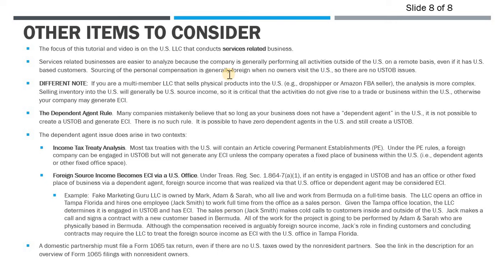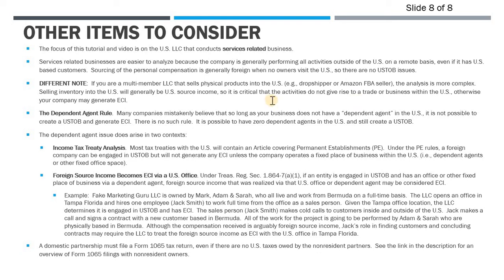This would be a whole different analysis if you had the multi-member LLC partnership that was, let's say, selling actual product into the United States. So for our Amazon or drop shipping sellers, because selling inventory in the U.S. is generally going to be U.S. source income. It's not foreign source services income. It's going to be U.S. source. And so we have to more carefully analyze whether you still have a USTOB that could generate the ECI.